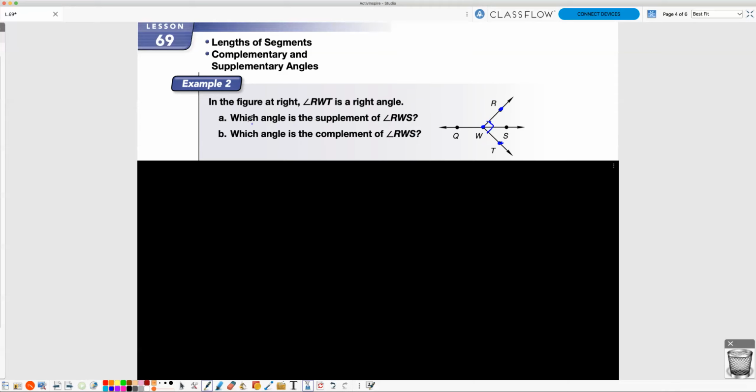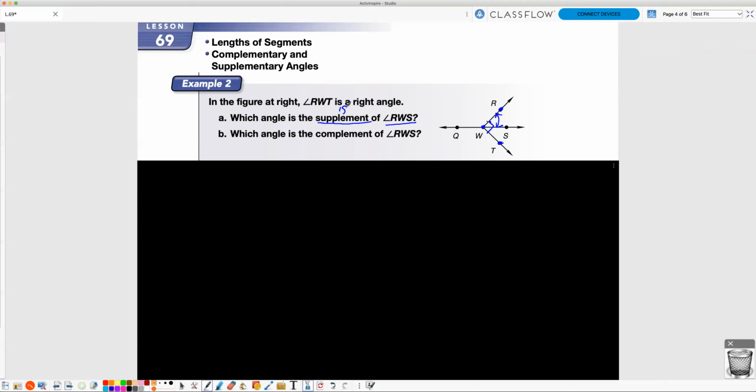So in this case, which angle is the supplement of RWS? They're asking, what's the supplement from here to here? Here's RWS, so that's this angle right here. Which angle is it? R to W to Q? Is it R to W to T? Is it S to W to T? Is it S to W to Q? Or is it T to W to Q? What angle is the supplement of RWS?